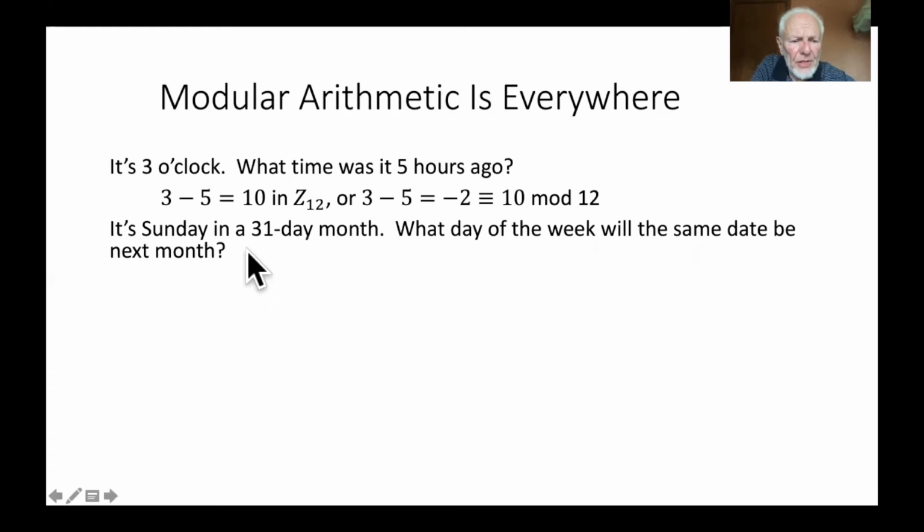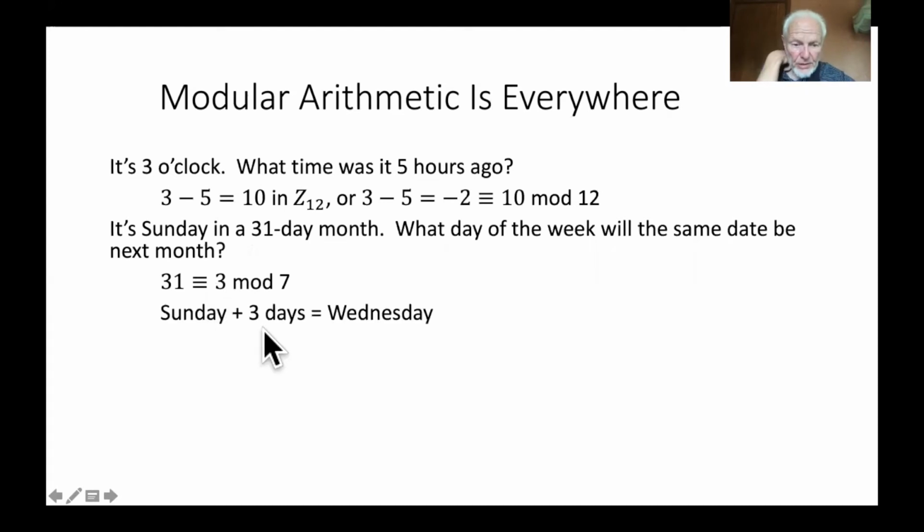Okay, here's another example. It's Sunday in a 31-day month. What day of the week will the same date be next month? So in other words, we want to work out what day of the week it'll be 31 days after Sunday. Well, 31 is congruent to 3 mod 7, and 3 days after Sunday is Wednesday.